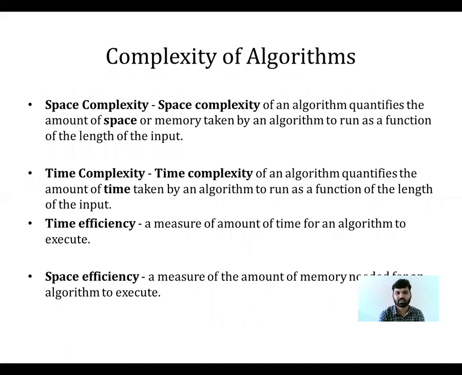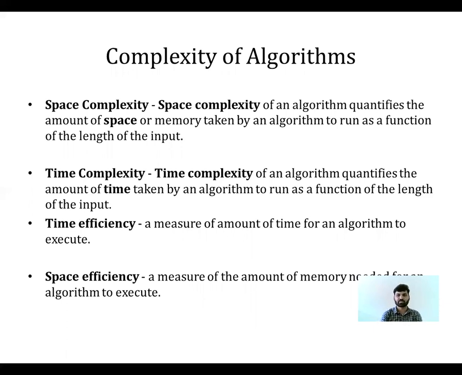What is complexity? Complexity is the measure of efficiency. We can measure the efficiency of the algorithm in the form of complexity. That is the definition of complexity. We have to measure our algorithm by using complexity. There are two types of complexity. First one is space complexity, and second one is time complexity.